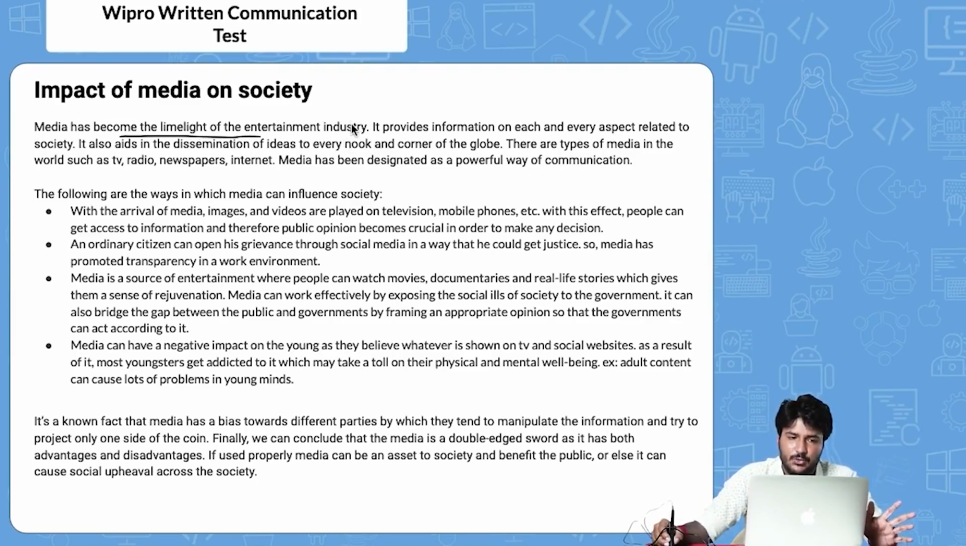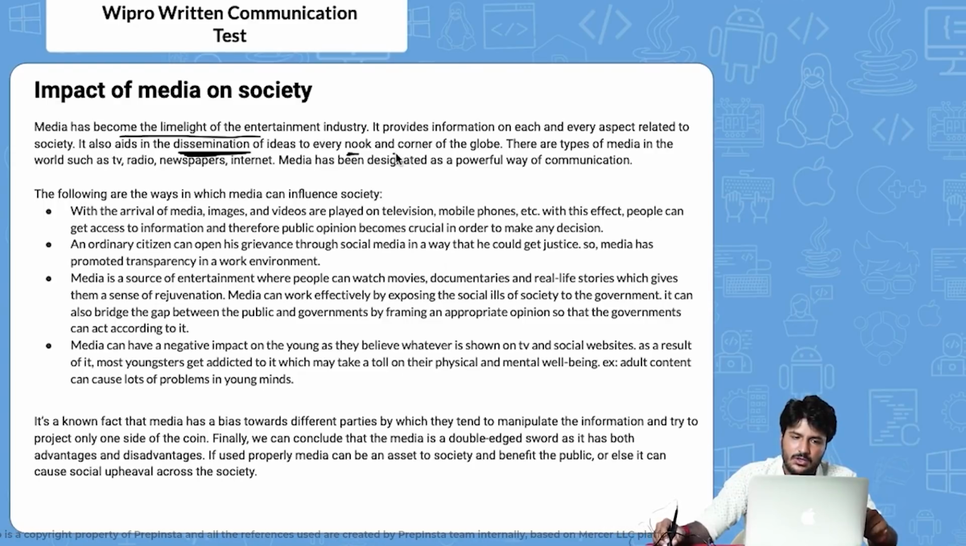The AI system is able to understand. Perfect. It provides information on each and every aspect related to society. It also aids the dissemination. Again, what she has done here, she has written the wrong spelling of dissemination. So I was a little harsh on her. I told her, okay, I told you in our online classes not to use words where you do not know the meaning of. I have corrected it, but then again, to impress, she has used a very heavy word.